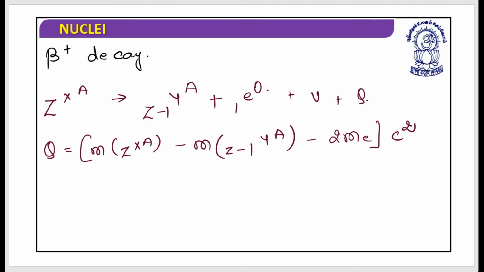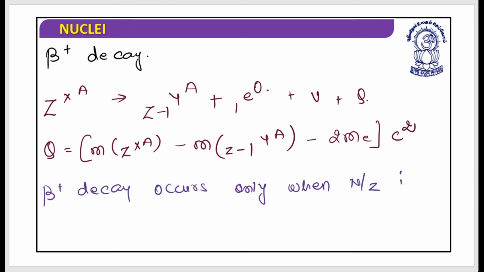Great. Now one more thing: beta plus decay occurs only when N by Z is too small for stability.